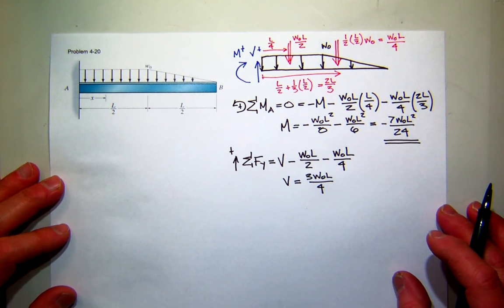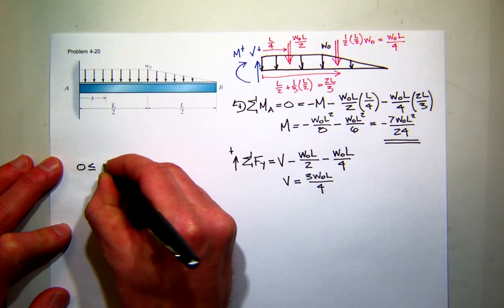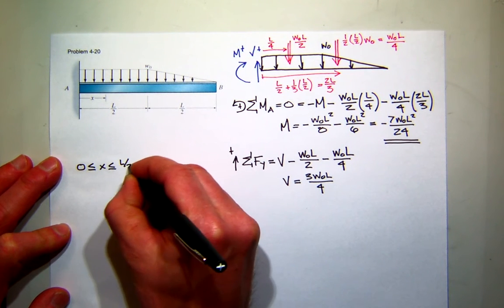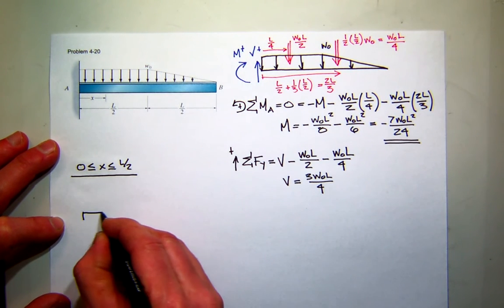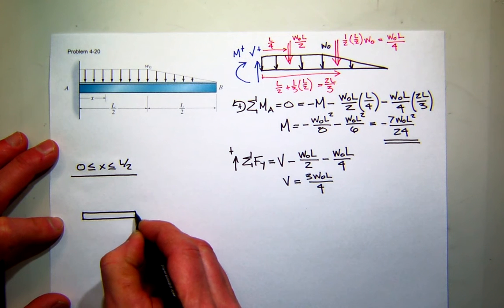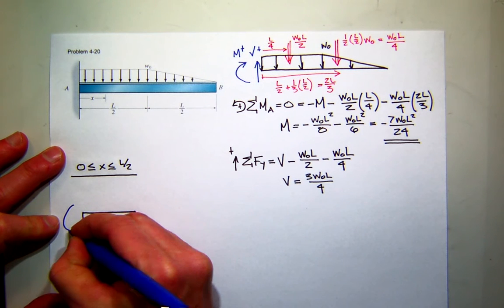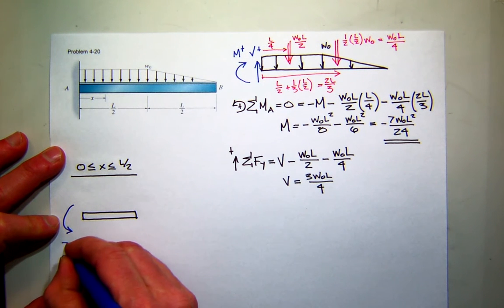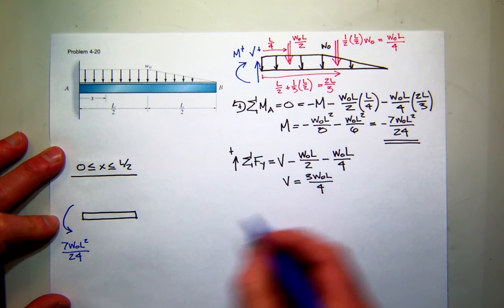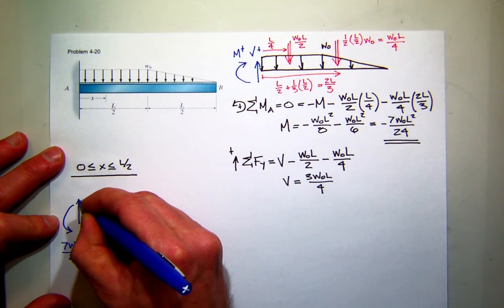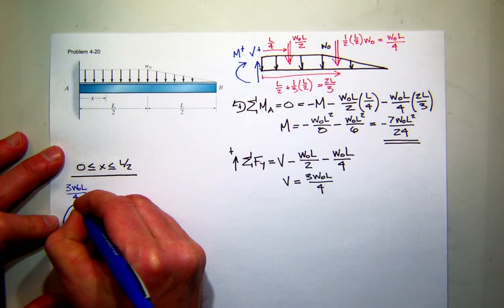Okay, so now we can proceed to try to do the first section. We're going to look at equations that are between 0 and L over 2. So now when I draw my free body diagram of that section, I know on the left side I have a negative bending moment, which goes in this direction, has a value of 7 W naught L squared over 24. And I have a positive shear, which goes up, of 3 W naught L over 4.